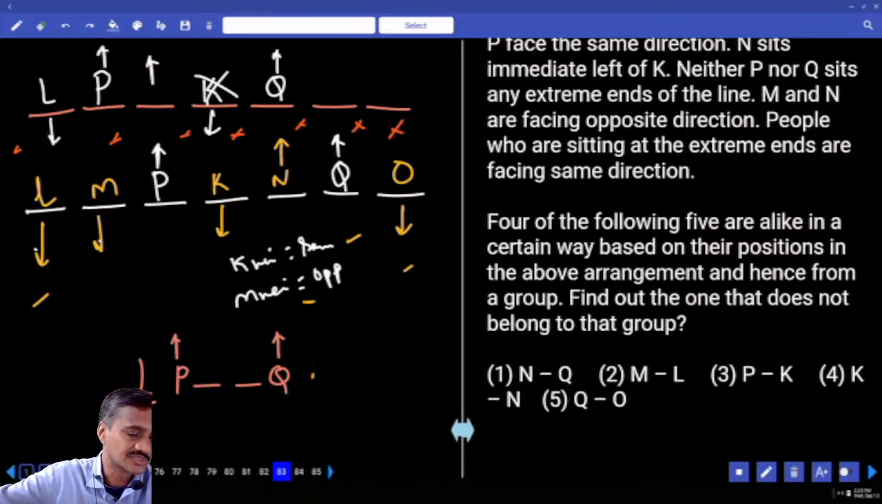Are you having any answer here? Then N and Q, M and L, P and K and N, Q and O. Yes?